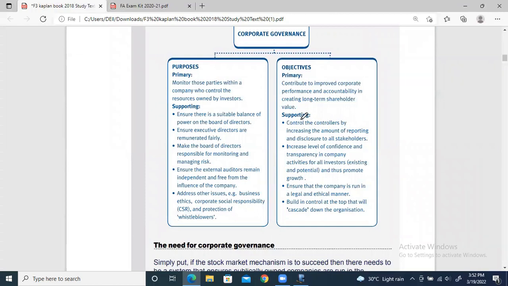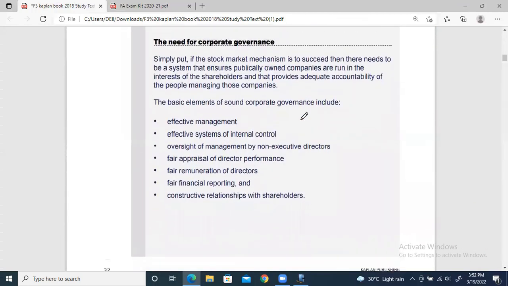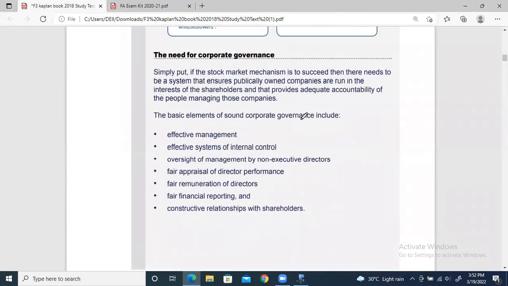What are the purpose and the objective? Nothing special over here. The need for corporate governance: why do we need this basically? Simply put, if the stock market mechanism is to succeed, then there needs to be a system that ensures publicly owned companies are run in the interest of the shareholders and that provides adequate accountability of the people managing those companies.